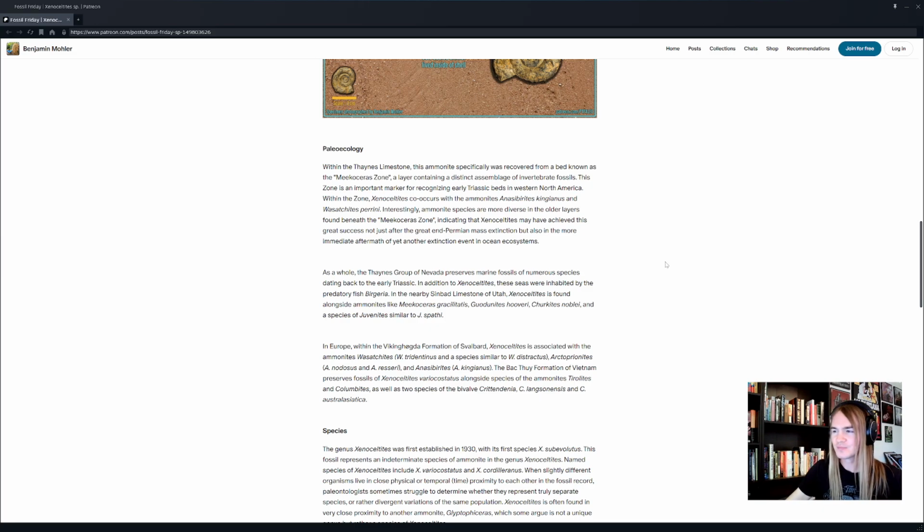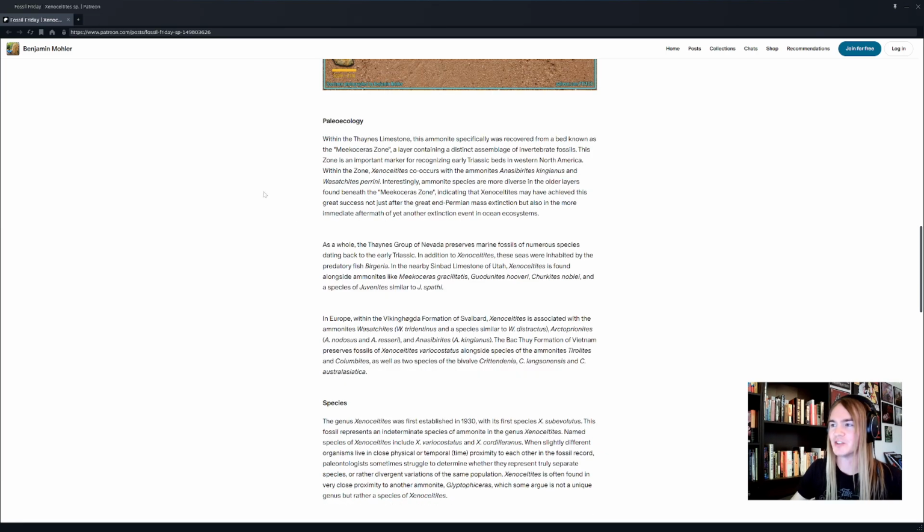So this next section is going to have a lot of scientific names that I wrote out but have not practiced pronouncing out loud. So this will be an interesting exercise in seeing how well I get tripped up on different Latin names. So within the zone, Xenoceltites co-occurs with the Ammonites Anasaborides kingianus and Wasachites perroni.